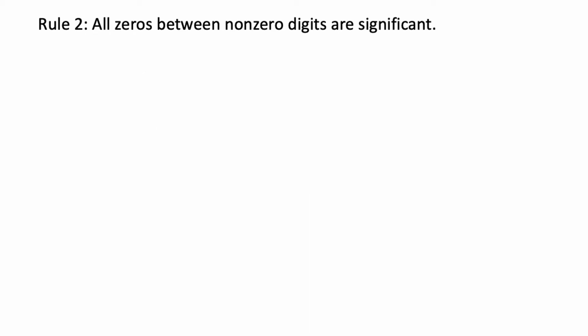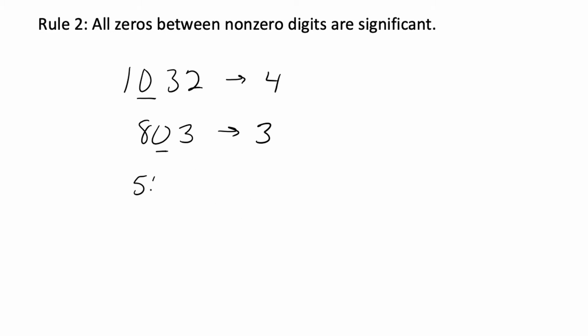The next rule is all zeros between non-zero digits are significant. So if we have 1032, this zero is between two non-zero digits and we have four significant figures. If we have 803, then this zero is between two non-zero digits and we have three significant figures. Another example, if we have 560003, then these zeros are between non-zero digits, and in this case, we have six significant figures.